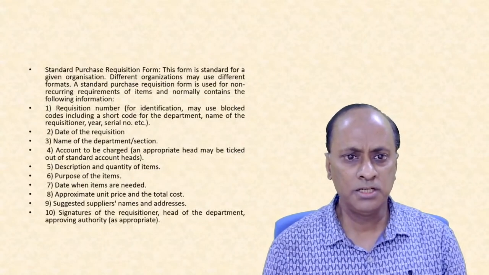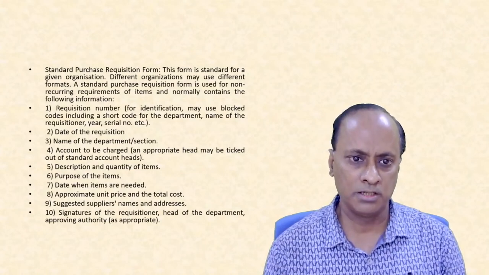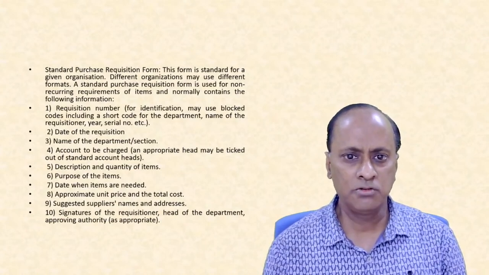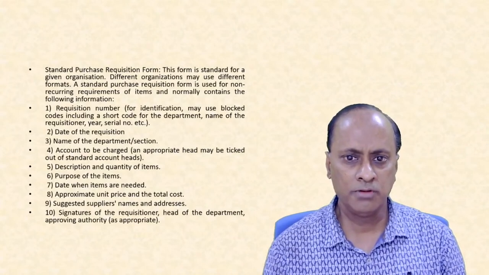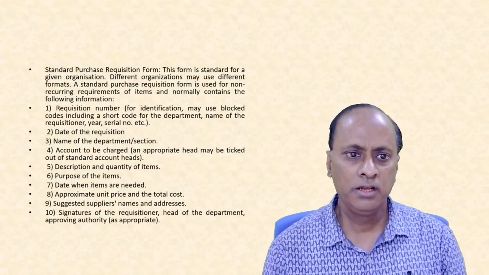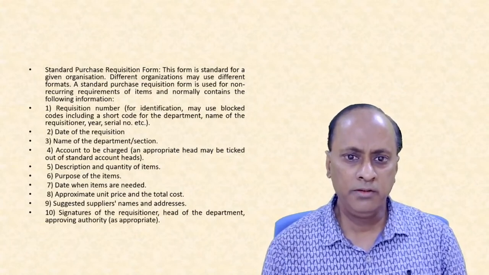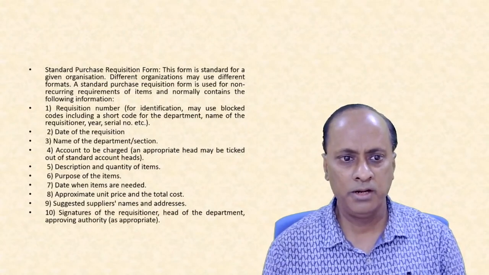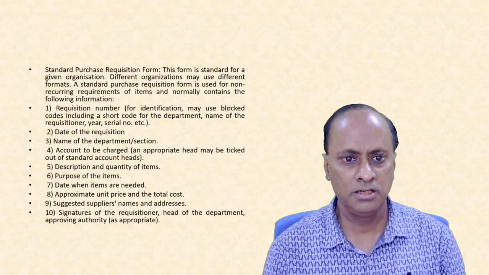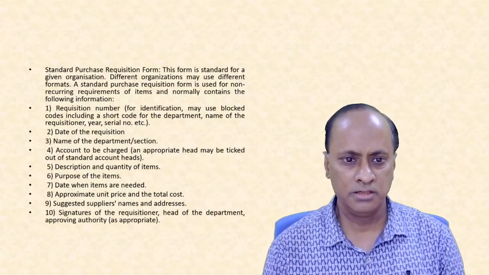Now, the standard purchase requisition form is standard for a given organization. Different organizations may use different formats. A standard purchase requisition form is used for non-recurring requirements of items. It normally contains the following information: requisition number. So, for identification, it may be a block code including the short code for the department, name of the requisitioner, year, serial number, etc. So, requisition number for identification.